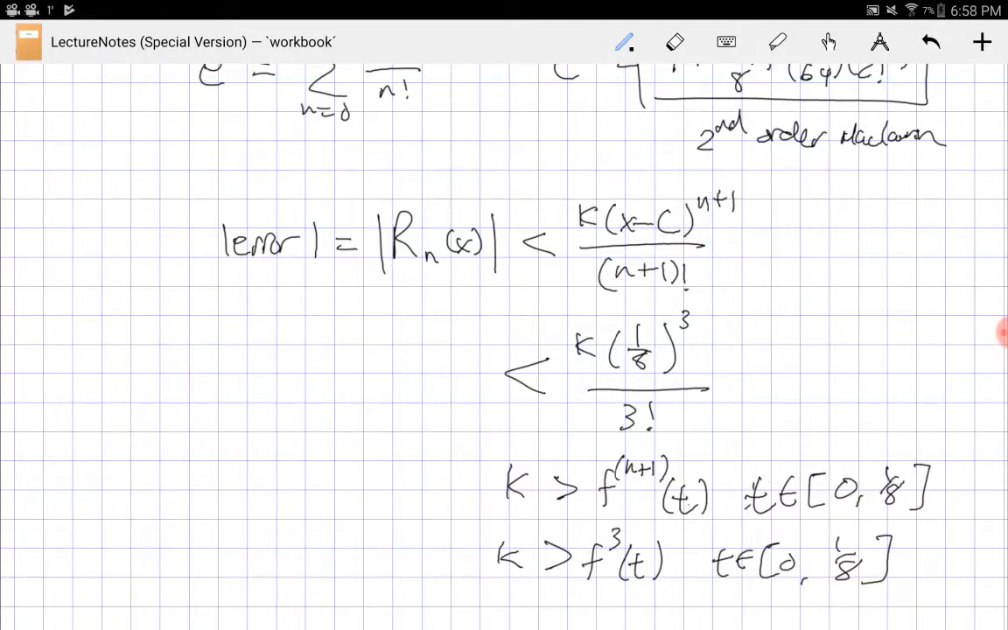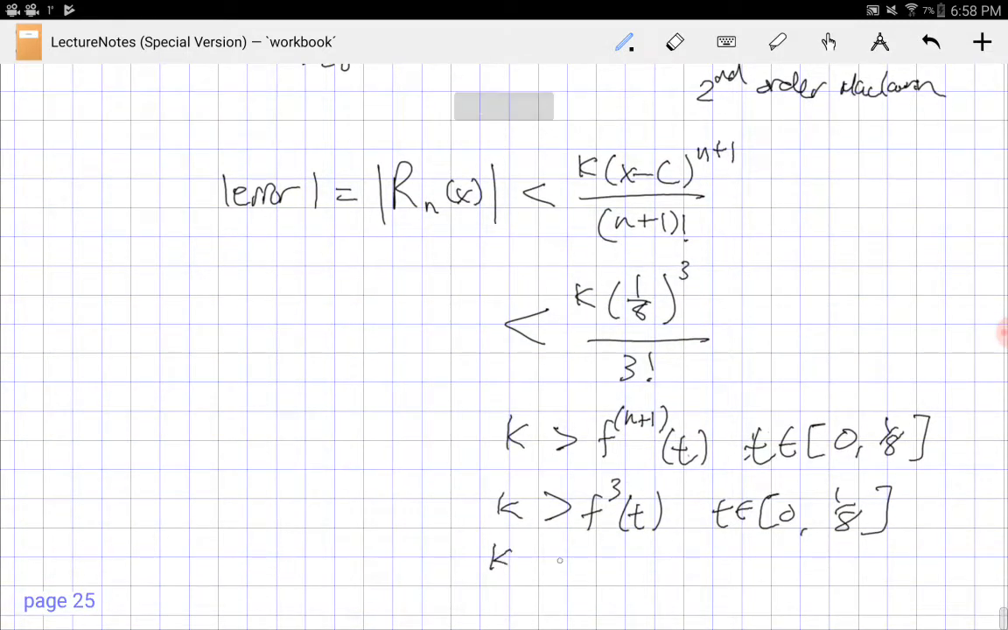And the third derivative of our function is actually also e to the t, e to the x, and then we substitute in the t, so e to the t. And the largest value of that is actually e to the power of 1/8, because e to the power of t is an increasing function.